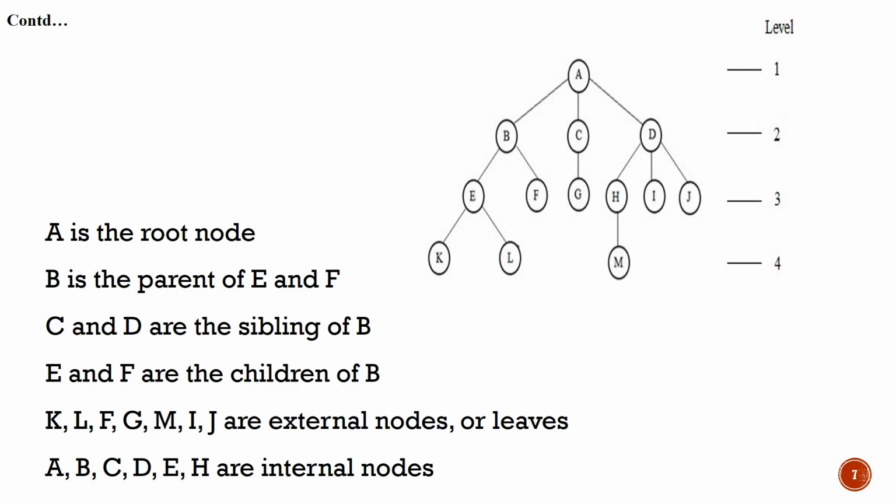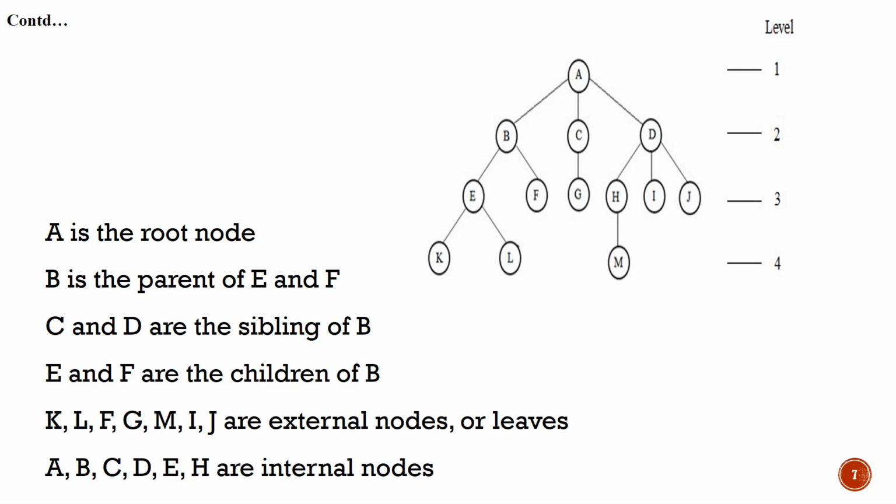That is, the edges which are going out of it, one will be to B, another to C, and another to D. So A is the root node of this example. Then A is the parent of B, C, and D. Correct? B, C, and D are the children of A.